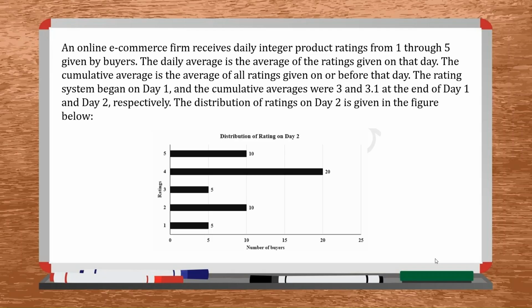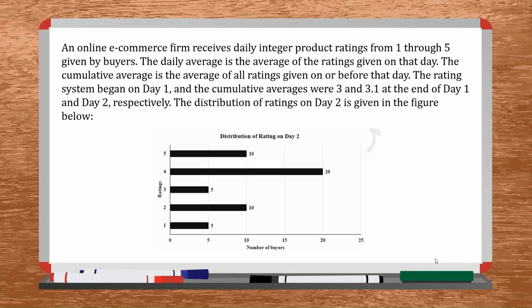Today, we'll be looking at the e-commerce rating problem from CAT 2024. This is a very simple problem and will not take much time to solve. We'll be using a lot of quant concepts in this particular question. We have an e-commerce firm which receives daily integer product ratings from 1 to 5 from buyers. We calculate the average of these ratings on that particular day. Also, we calculate the cumulative average of all ratings given on or before that day.